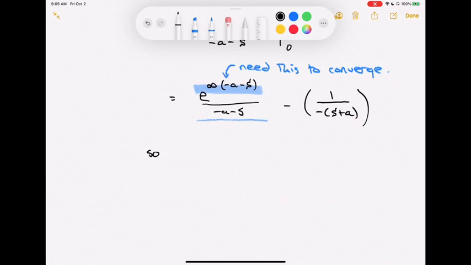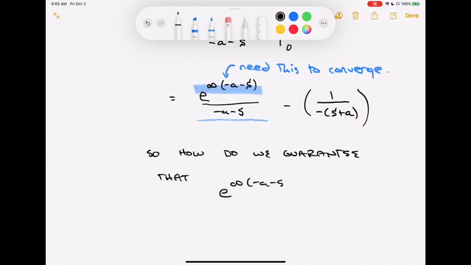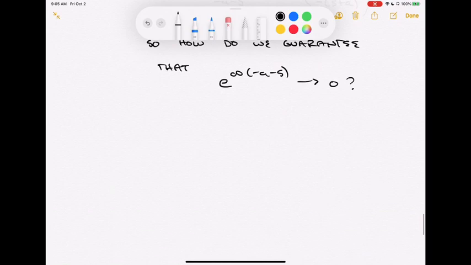So how do we guarantee that e to the infinity minus a minus s tends to 0? How do we do that? I'm going to return to the idea that s can be written as sigma plus j omega.